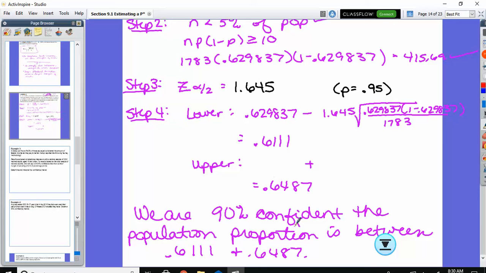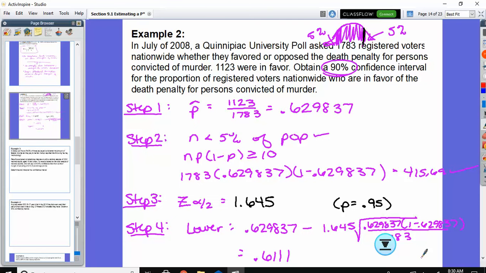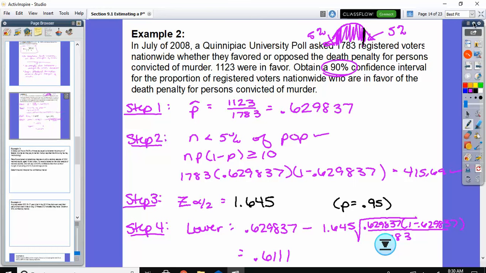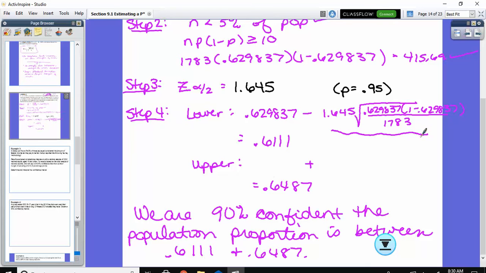Yes, ma'am? Where did you get the 90% from? That was given in the problem to make a 90% confidence interval. I might ask you about the margin of error, and your error is just this value. So if you just did your 1.645 times that standard deviation, that's your error. In other words, that's what we added or subtracted from our center. Questions there?